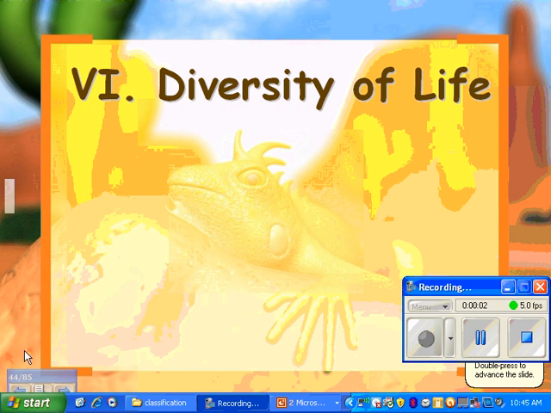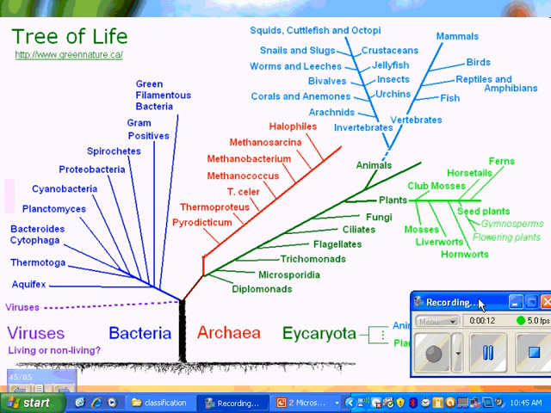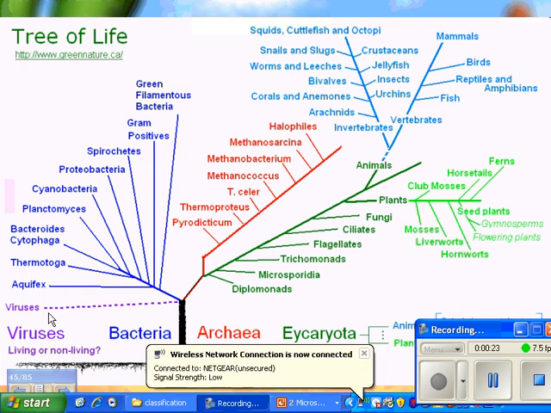Diversity of life. Life's been around now for about 3.5 billion years, and it's changed over time. And so now we have all the variety that you see around you. So that's what we're going to be talking about. This is a chart of living things, the major categories of living things. This is supposed to be the original life form on the planet. And you can see viruses dot dot dot dot dot because they're not really alive.